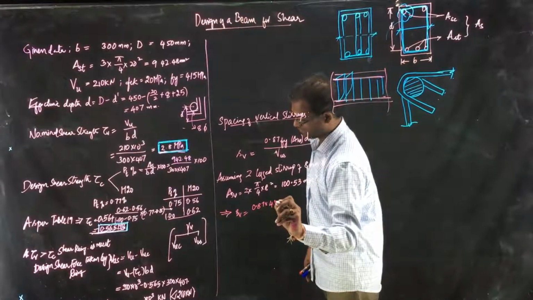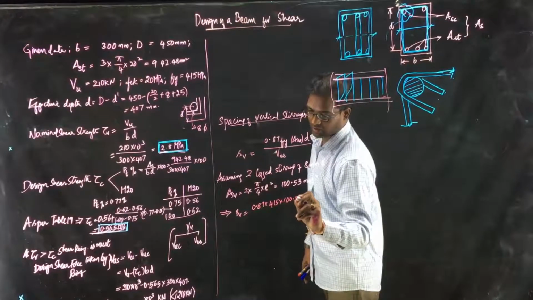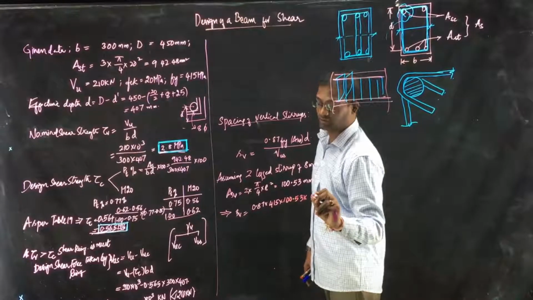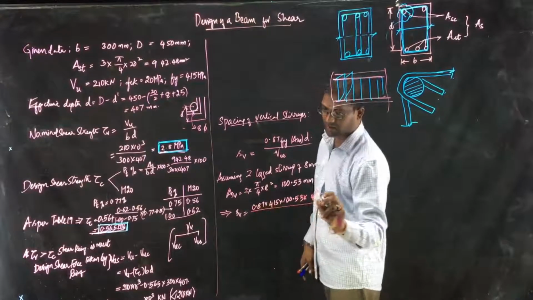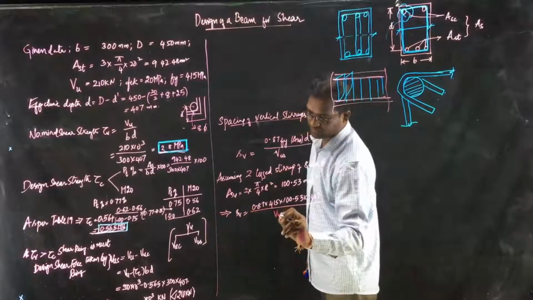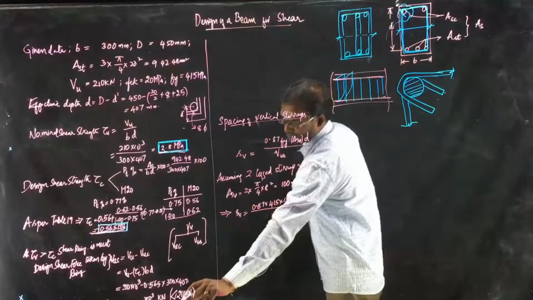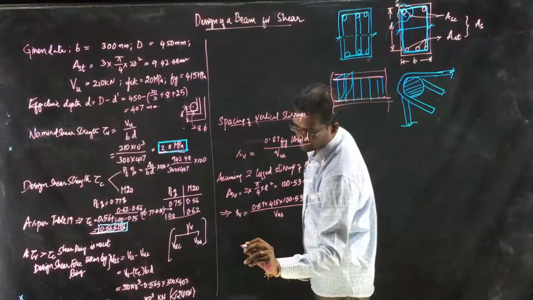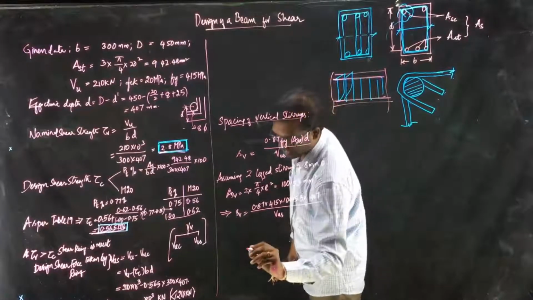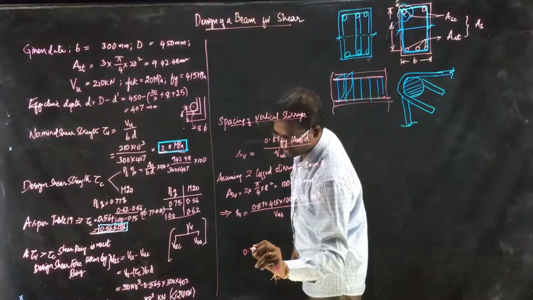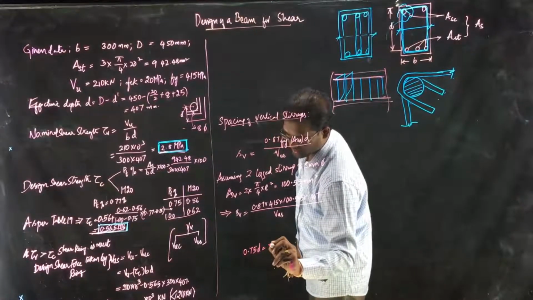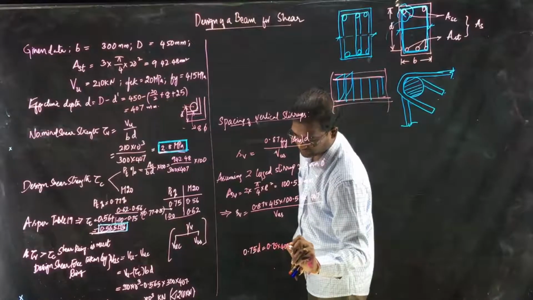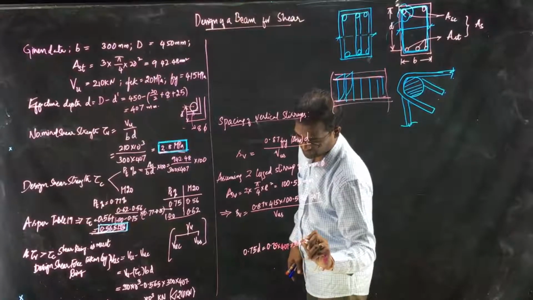So back substituting it, spacing you will get as 0.87 into 415 into 100.53 into effective depth, 407, divided by VUS. You have to back substitute the value you will get from here. This value Sv you have to compare with the maximum spacing. The maximum spacing you can provide is 0.75. Sorry, it is a minimum. So 0.75 times d, 407, so this is 305.25 mm.